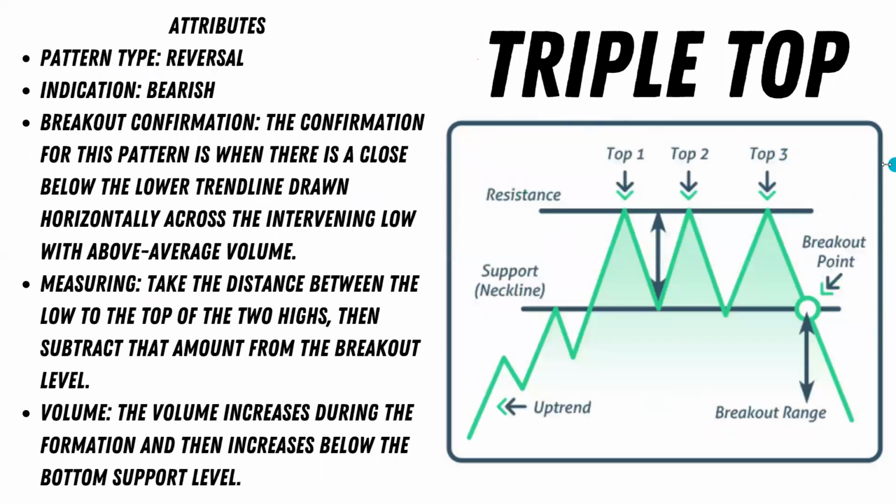Over here, we have triple top, very similar. This is the bearish reversal of the previous pattern. And the confirmation for this pattern is when there's a close below the trend line drawn horizontally across the intervening low with above average volume. You're going to take the distance between the low to the top of the two highs, then subtract that amount from the breakout level. The volume increases during the formation and then increases below the bottom support level.